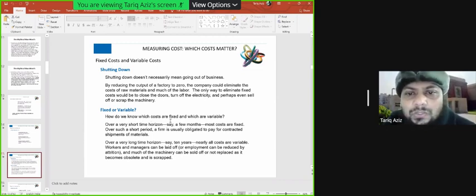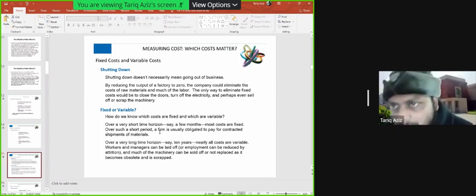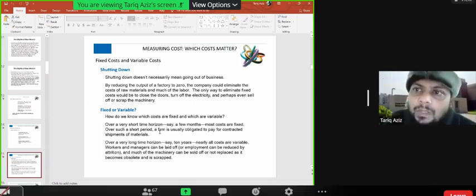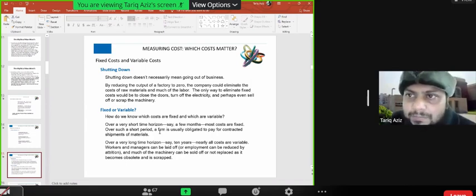How do we know which costs are fixed and which costs are variable? Over a very short horizon, every cost is fixed. Say over a few months, most costs are fixed. Over such a short period, a firm is usually obligated to pay for contracted shipments of material. So even raw material cannot be increased or reduced, because we have already made payment for those raw materials.